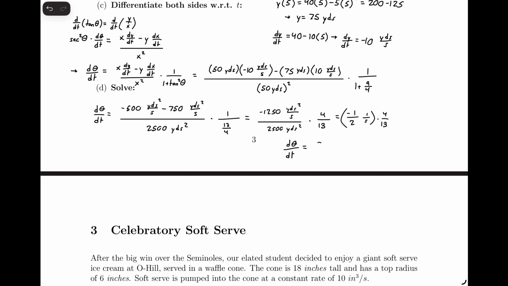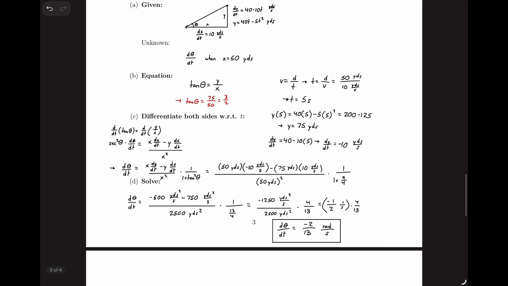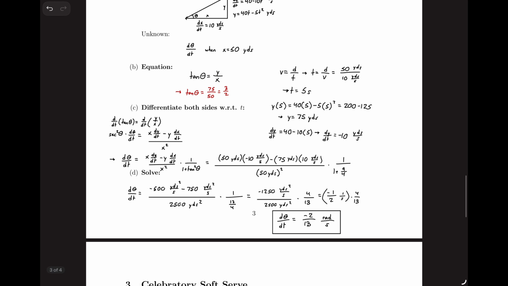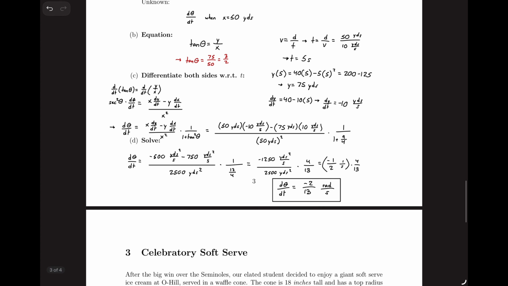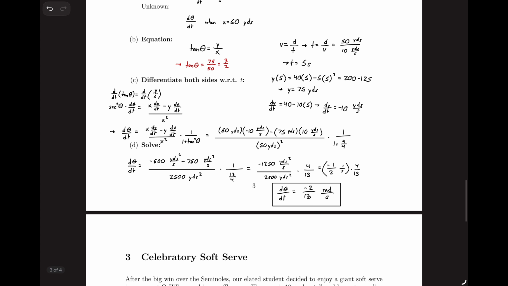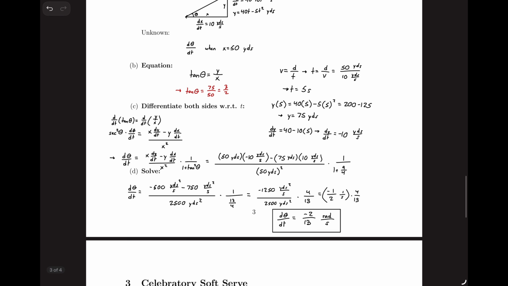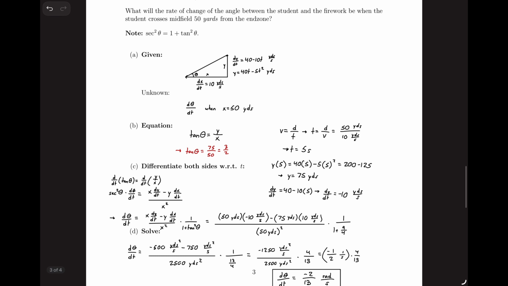But we'll have negative 1/2 times 4/13. That's the same as negative 4 over 26, or negative 2/13. And that's in radians per second. So, sanity check, radians per second makes sense. I explained why we get the radians sort of out of nowhere, but it's a negative number. It's a negative rate of change for the angle. Does this make sense?